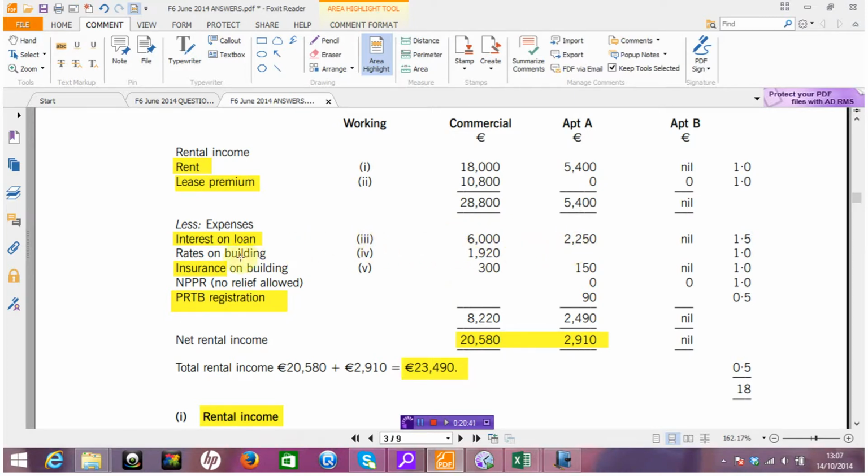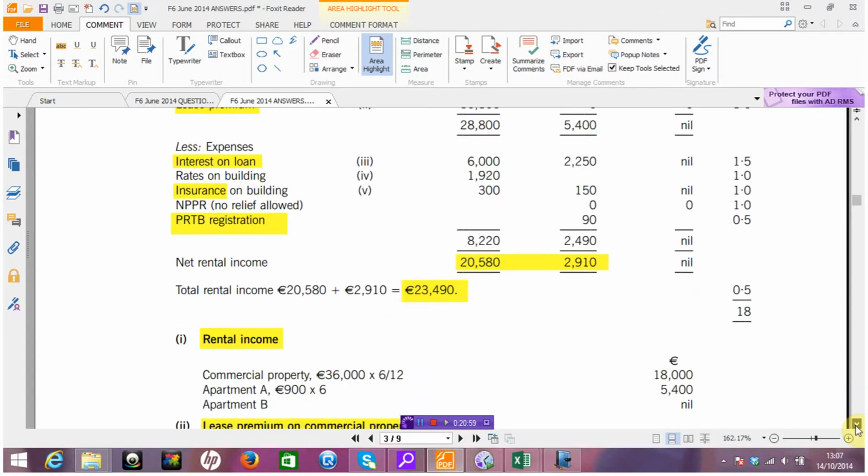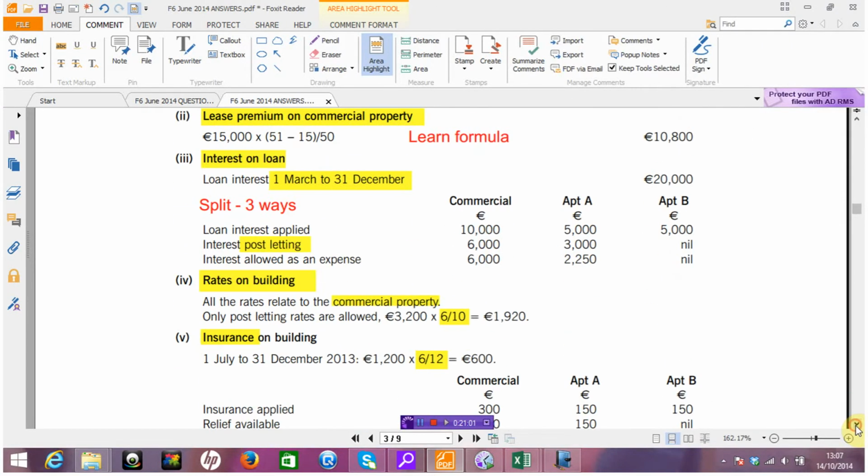If we go above here, you'll see the 6 and the 2250. Now the rates are the same sort of thing. I won't dwell on that because it's the same sort of calculation. Notice that the rates are obviously relevant only for a commercial property. They don't affect the apartments in any way, shape or form. We'll take a quick look at the insurance. Couple of slightly fiddly adjustments here. This is item number 5.